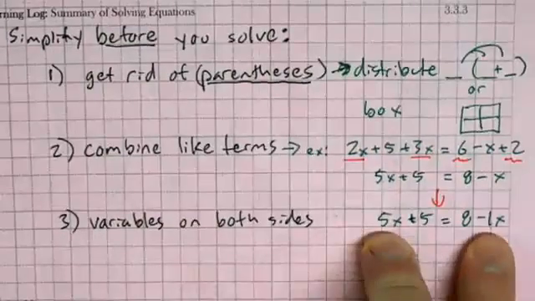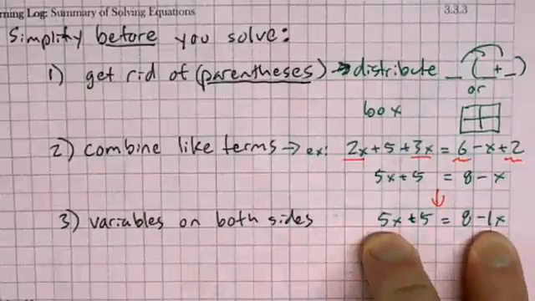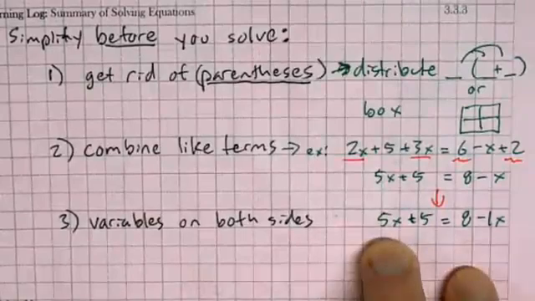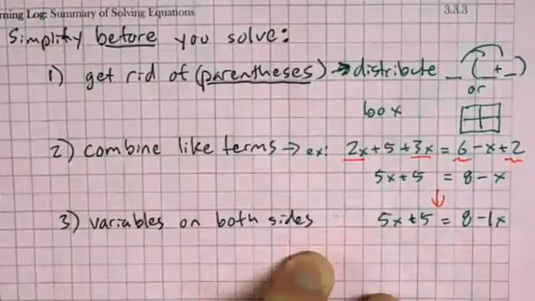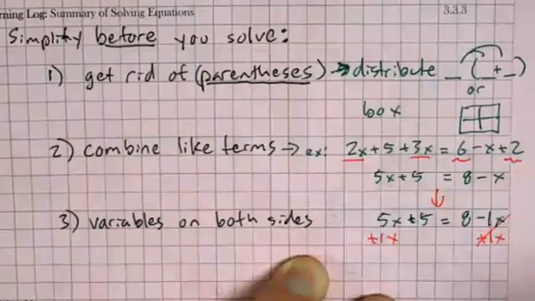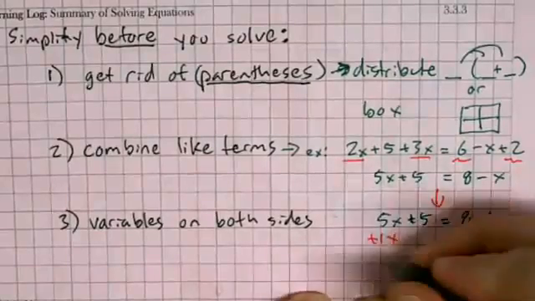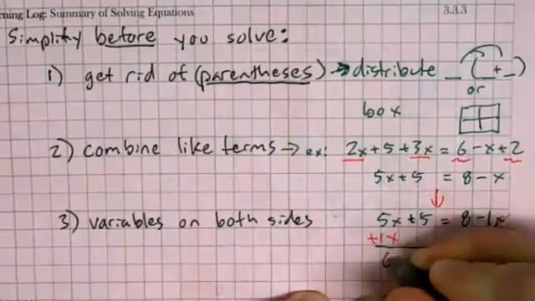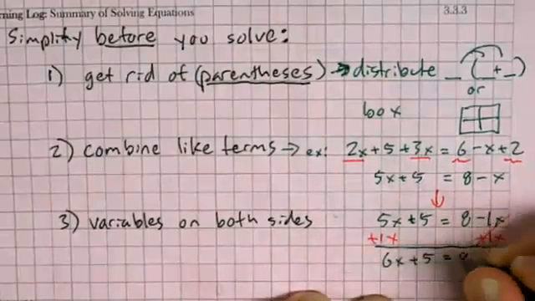In this case, would you be looking to get rid of that 5x, or would you be getting rid of the negative 1x? I would probably get rid of the negative 1x, but you could get rid of either one of them. It doesn't really matter. If I were doing this, I would go plus 1x on both sides to cancel those out so that I would have 6x plus 5 equals 8.